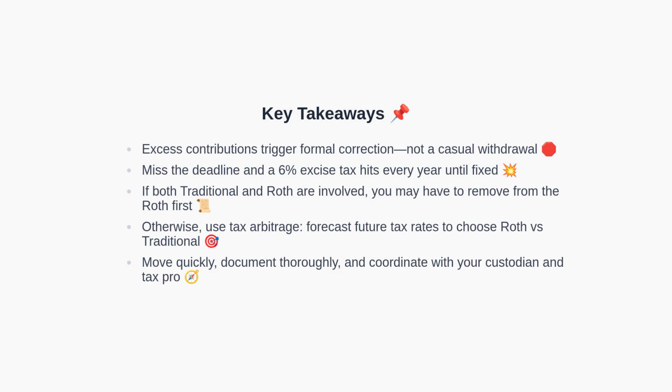First, excess IRA contributions require a formal correction process, not a simple withdrawal. Second, missing the deadline can trigger a 6% excise tax each year until the excess is removed. Third, when both traditional and Roth contributions are involved, you may be required to remove the excess from the Roth first. Fourth, if that rule does not apply, choose which account to remove from based on your forecast of future tax rates. Finally, act quickly, keep careful records, and work with your custodian and a qualified tax professional.